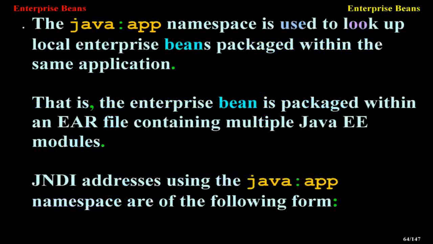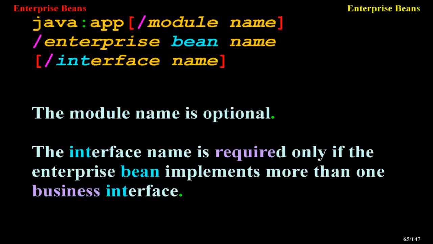The java:app namespace is used to look up local enterprise beans packaged within the same application. That is, the enterprise bean is packaged within an EAR file containing multiple Java EE modules. JNDI addresses using the java:app namespace are of the following form: java:app/module-name/enterprise-bean-name/interface-name. The module name is optional. The interface name is required only if the enterprise bean implements more than one business interface.